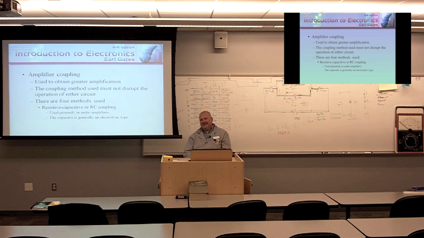Even back in the day, in the 1960s, with an 8-transistor radio, 8 transistors were used to build a little AM radio. So that was 8 transistors that had to be coupled in some manner. So we have to use amplifier coupling, used to obtain greater amplification. The coupling method used must not disrupt the operation of either circuit. There are 4 methods that could be used.